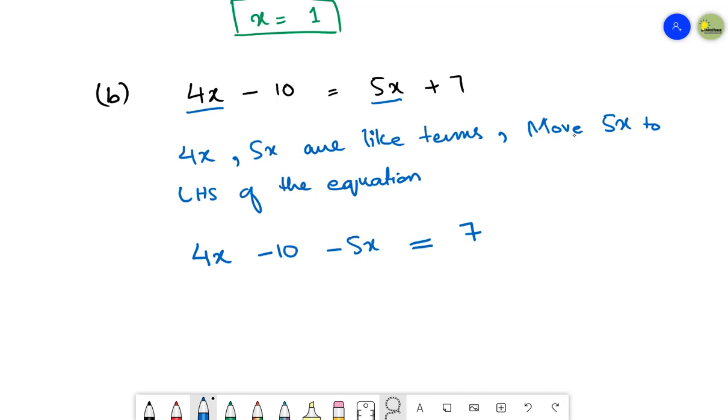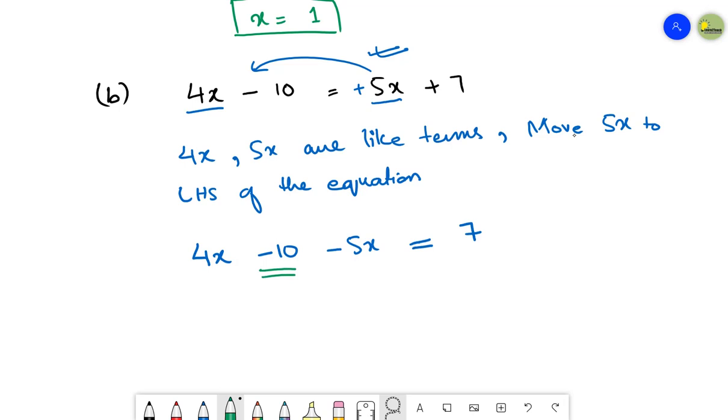Keep in mind that the whole term 5x is going to be shifted to the left hand side. If it is plus 5x, it's a positive term, so it will change its sign. It will become minus 5x. The whole 5x will be shifted to the other side of the equation so that you can solve 4x and 5x together. Now, if I look at the equation again, minus 10 is a constant value.